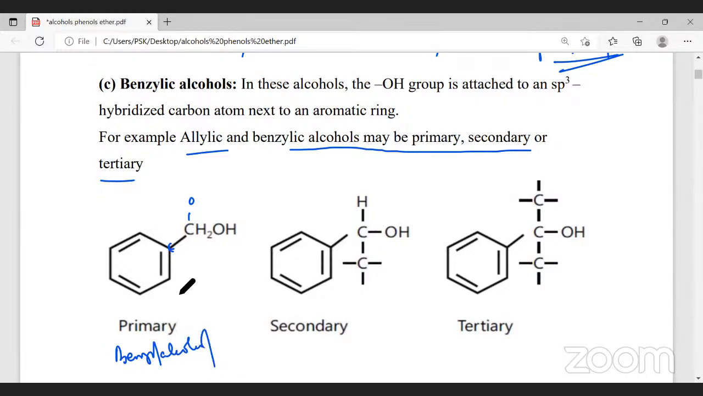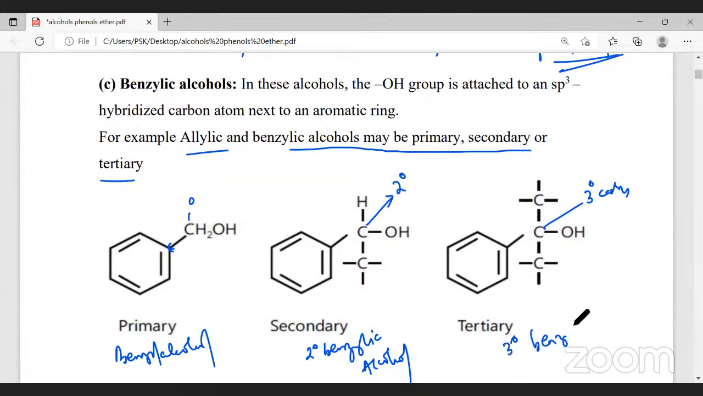Benzyl alcohol. And this benzyl alcohol is an example of a primary alcohol. And this is a secondary carbon atom. Since it is a secondary carbon atom, with the OH group bonded to the secondary carbon atom, this will be a secondary benzylic alcohol, because this is a secondary carbon atom. And this is a tertiary carbon atom, and the OH group is bonded to the tertiary carbon atom. Therefore, this is an example of a tertiary benzylic alcohol.